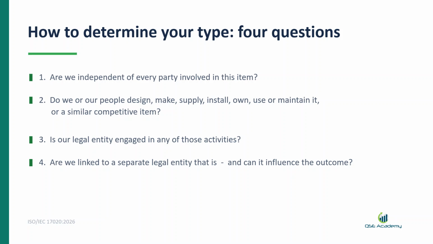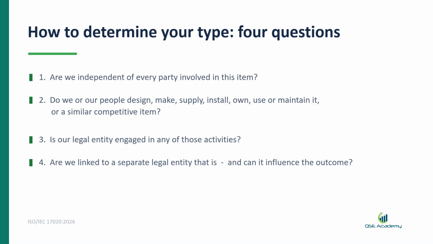So let's make this practical. 4 questions per inspection activity in this order. 1. Are we independent of every party involved in this item? 2. Do we, or any of our personnel, design, make, supply, install, purchase, own, use or maintain that item or a similar competitive item? 3. Is our legal entity engaged in any of those activities? 4. Are we linked to a separate legal entity that is, through common ownership, through shared board appointees, through reporting to the same higher management, or through any contractual arrangement that gives them control or authority over us?